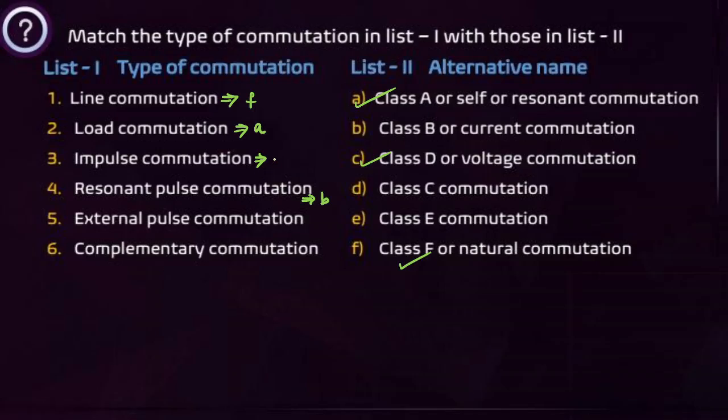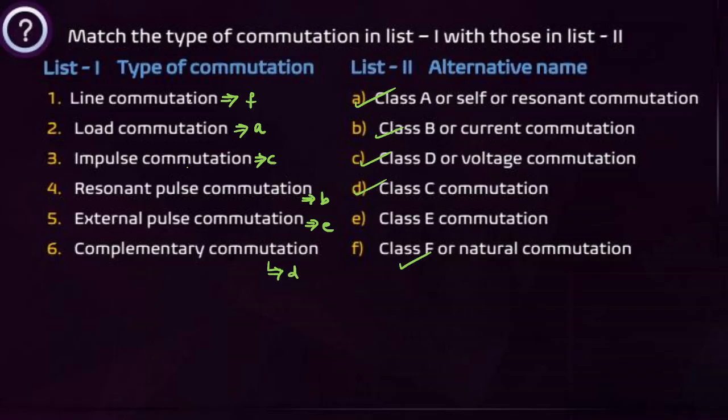Impulse commutation is class D commutation. C is the matching. Pulse commutation is which one? Class D commutation. Resonant pulse commutation is class B commutation. B is the matching. External pulse commutation is class E commutation. E is the matching. Complementary commutation is the class E commutation. D is the matching.